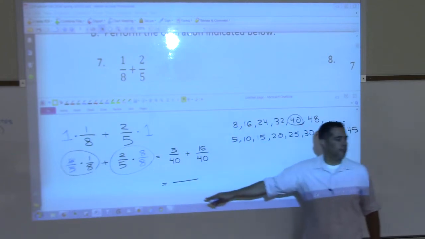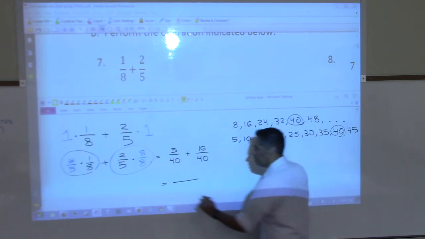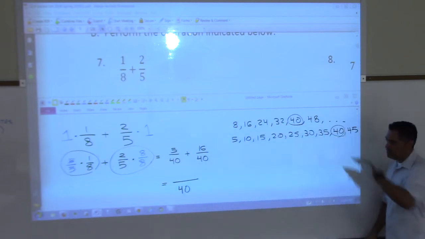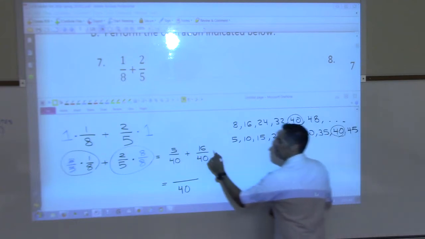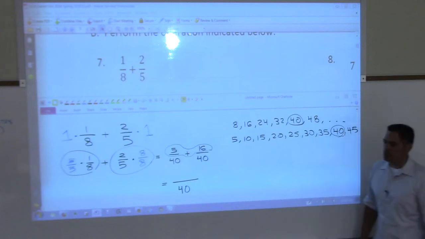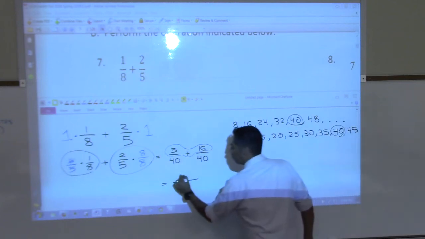What's the bottom? 40. So you don't touch the bottom. You leave the 40 the way it is. And what do you do to get the numerator, the top? You just add these up across. So 5 plus 16 is 21. 21 over 40.